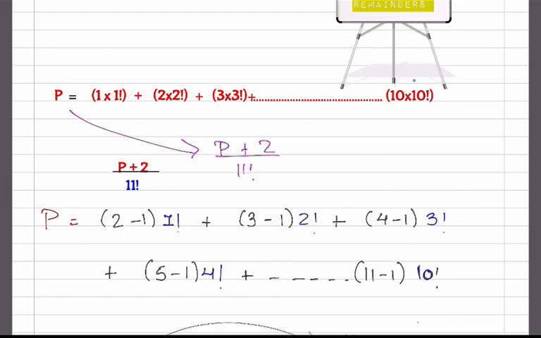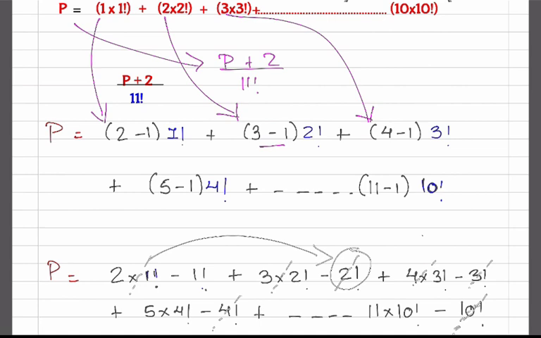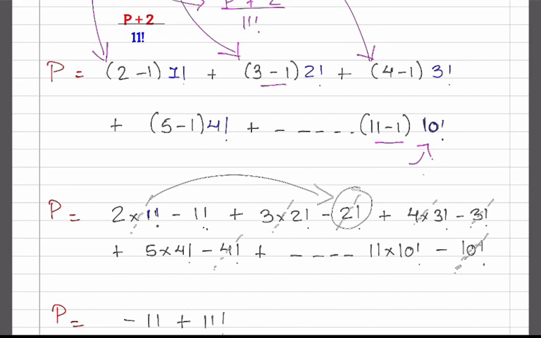Okay, so how will you start with this? I'll write this 1 as 2 minus 1: (2 minus 1) into 1 factorial, plus this 2 as 3 minus 1: (3 minus 1) into 2 factorial. This 3 as 4 minus 1 into 3 factorial, and going like this up to, this is my 10, so I'll write it as (11 minus 1) into 10 factorial. Now what will I do? I'll multiply. 2 into 1 factorial is nothing but 2.